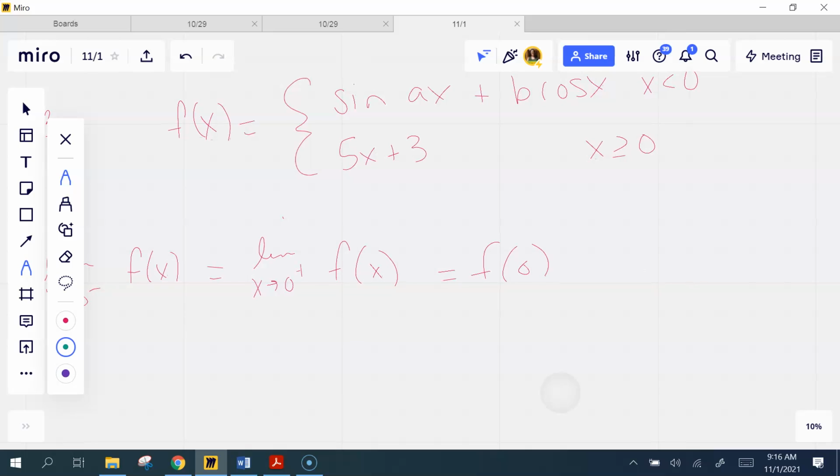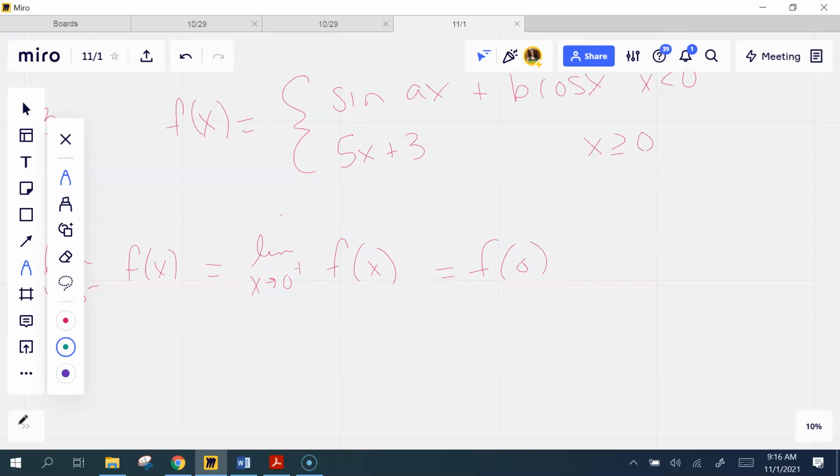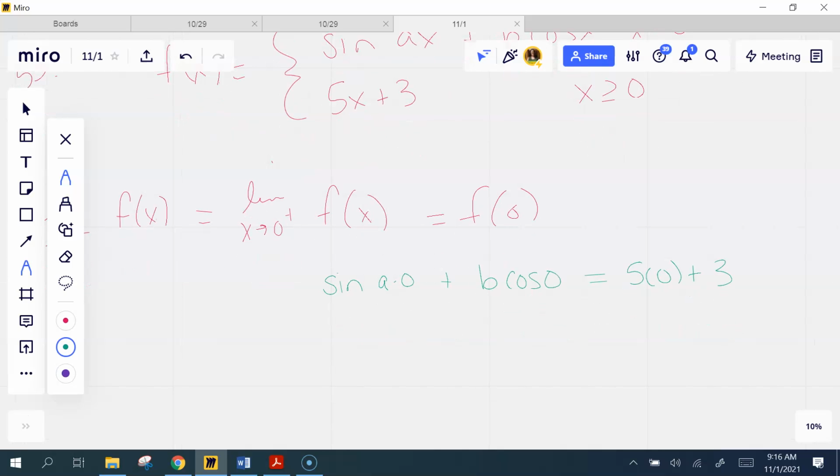Since I can use plug in for both limits here, I'm going to say the sine of a times 0 plus b times the cosine of 0 must equal 5 times 0 plus 3. The left and the right have to equal, right? All right, so this is sine of 0 plus b cosine 0 equals 3.